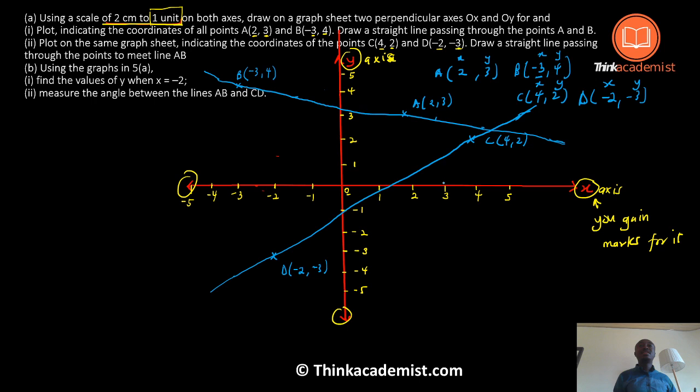They said using the graph in BA, so that's the graph, find the value of y when x is negative 2. Find the value of y when x is negative 2. So we are going to use this graph to find when x is negative 2, what will be the value of y? Now remember, we are going to get two values of y because we have two lines that are mirror lines. So the very first one, when x is negative 2, you can decide to go this way.